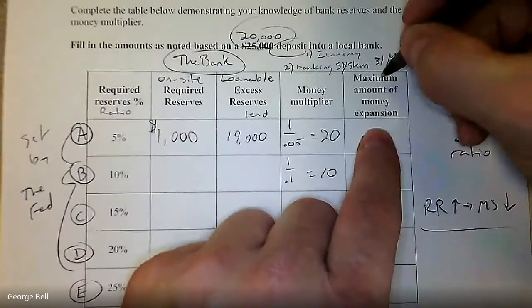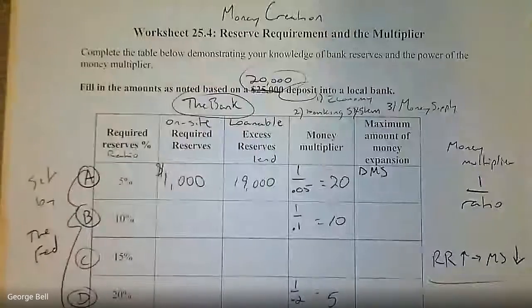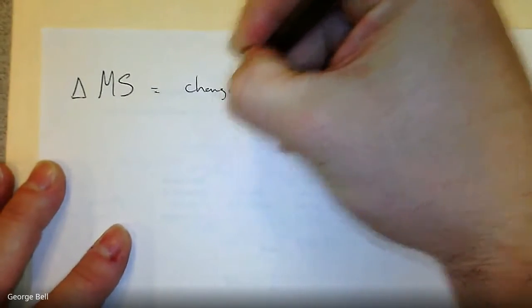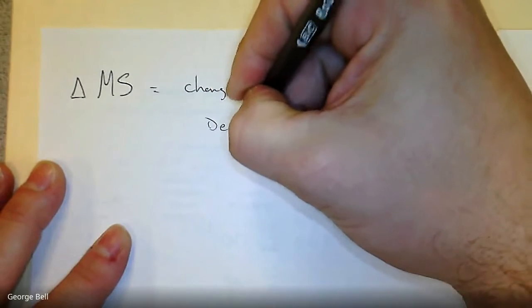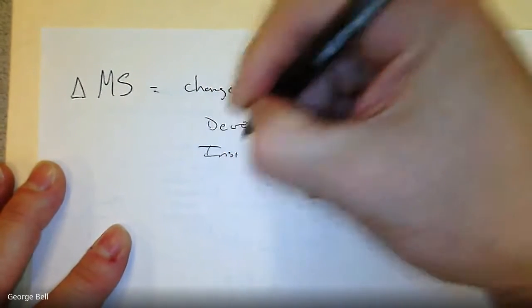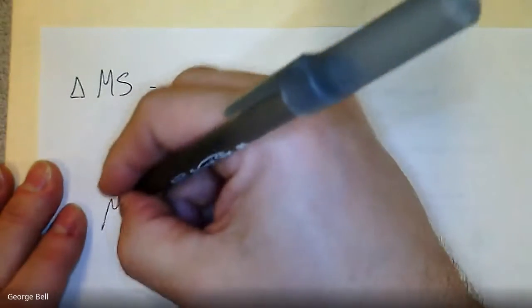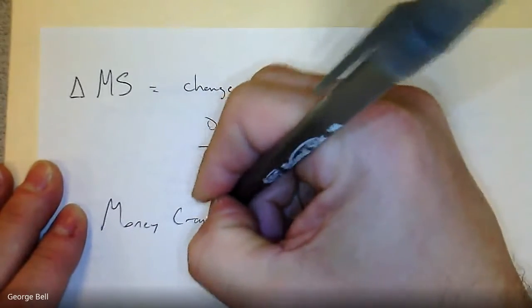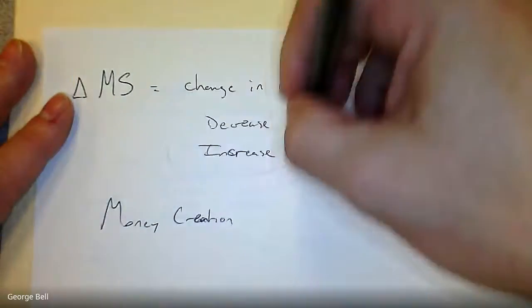So over here, when it says maximum amount of money expansion, what they're really asking is the change in the money supply. That delta symbol means change. And so change in money supply is a pretty common thing for them to ask. When they ask about this, it could be a decrease or it could be an increase. That depends on if they're raising or lowering the money supply. This process is also referred to as money creation or money expansion, but we don't really like the word money expansion because we don't know if it's being increased or decreased.